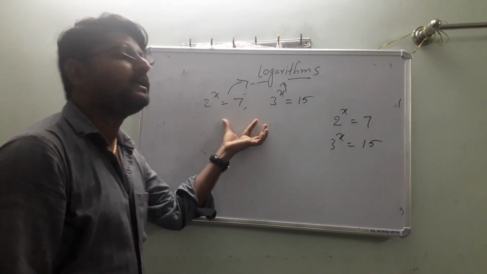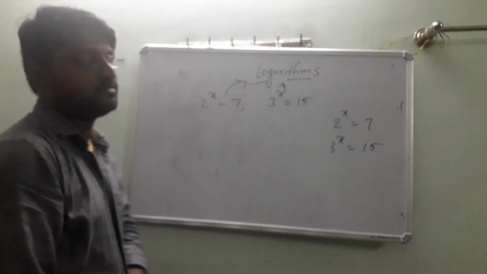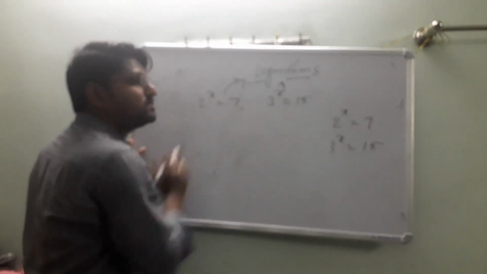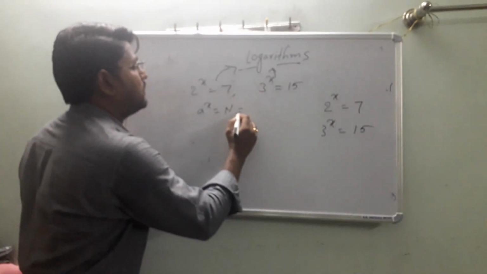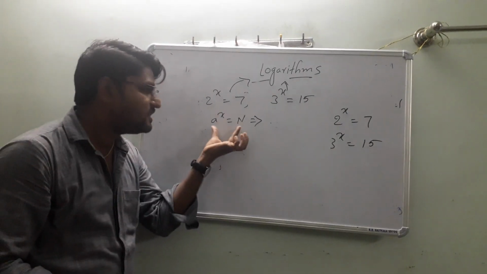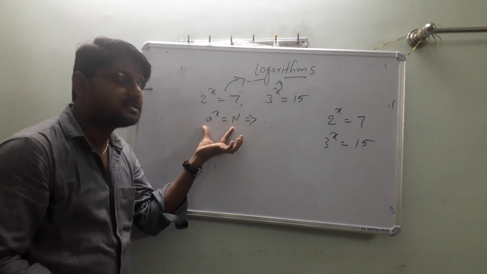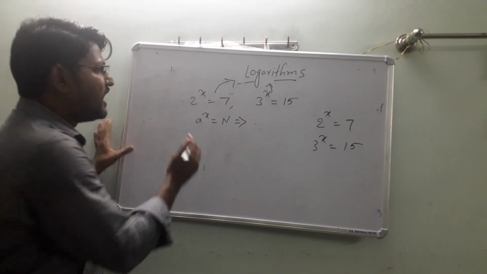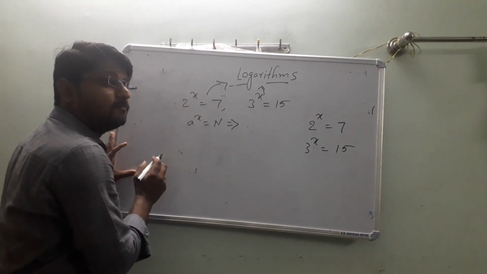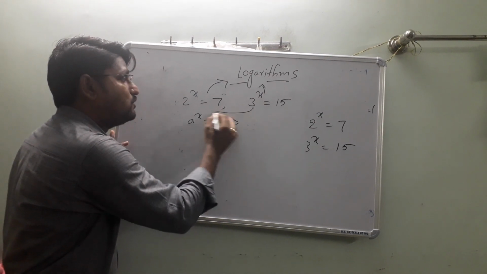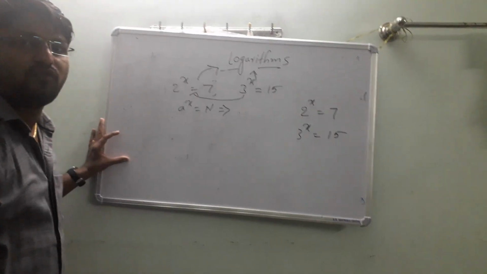So how to apply logarithms? How to calculate the x value by using logarithms? For example, what do we have to observe? Are these two in the form of a power x is equal to n or not? A power x is equal to n. So this form is called exponential form. We have to observe this is base, this is power. We have to observe these two are exponential forms.